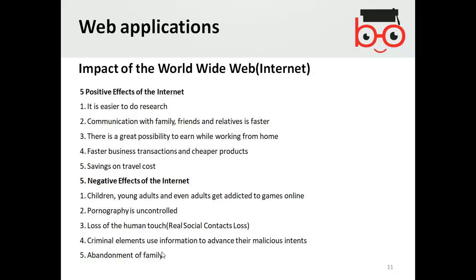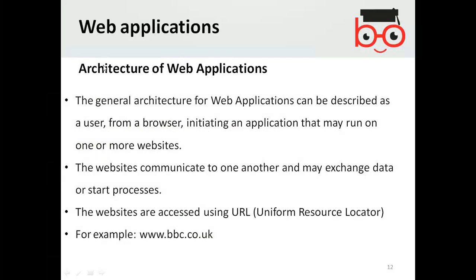Yeah. So then we come to the architecture of web applications. The general architecture of web applications can be described as a user from a browser initiating an application that may run on one or more websites. So architecturally, a web is basically one user using the browser and accessing many websites. These websites communicate with each other and may exchange data or start processes. So basically, the internet has become a kind of network. One website is connected to another website.